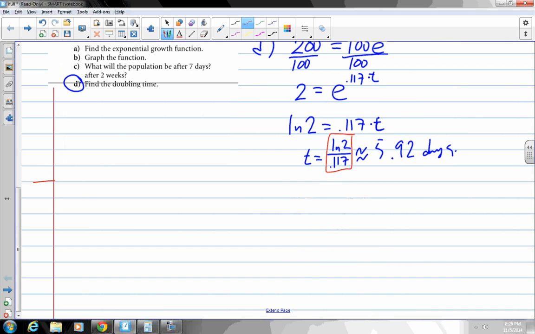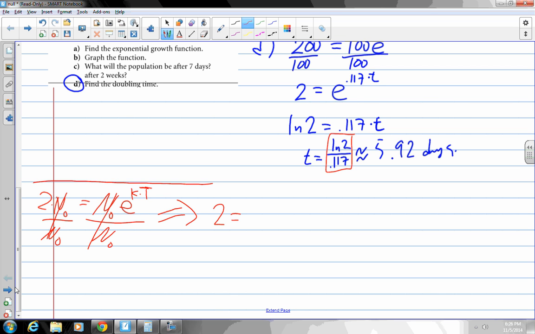Well, on this page. So for the doubling time, if this is what I start with, and let's use the capital T for doubling time. That's what your book uses. The other side is 2 times the initial population. So when you divide by whatever your initial population is, you arrive at this equation: 2 equals e to the power k times t. And then you solve it in the same manner, just like above. You'll get t equals ln of 2 over k. It's always going to be the same.